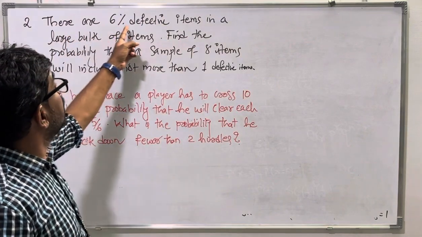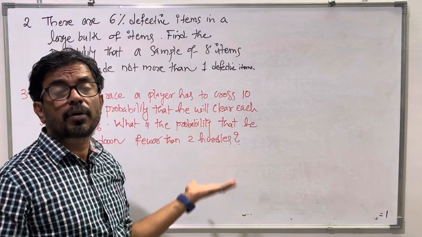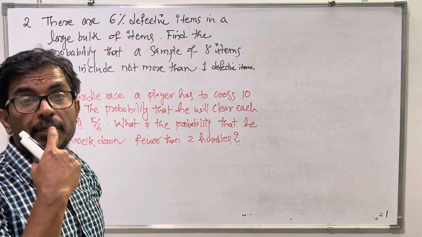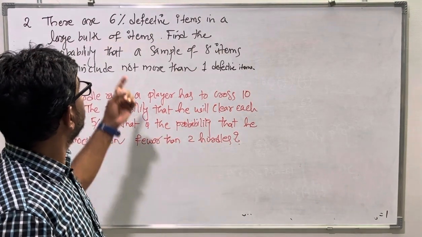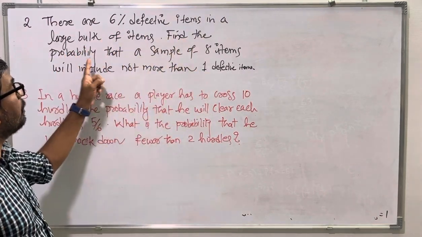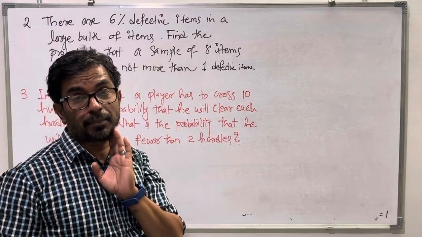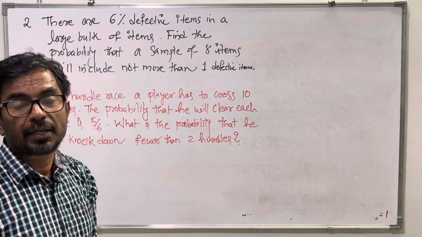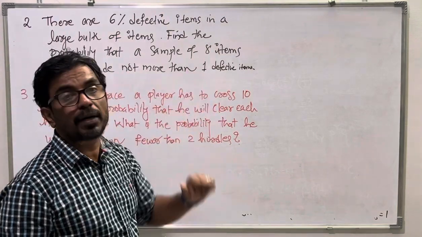There are 6% defective items in a large bulk of items. Some amount of items are kept, in that 6% are defective. That means how many are good? 94% are good. 6% are not good. Find the probability that a sample of 8 items will include not more than one defective item. So there are 8 sample items, 8 items we select. In the 8 items we select, that will include not more than one defective item.